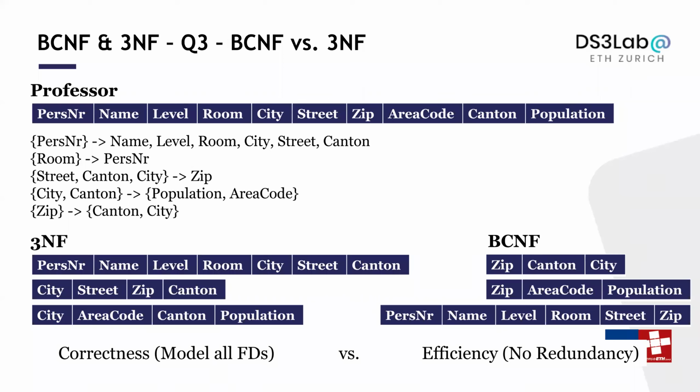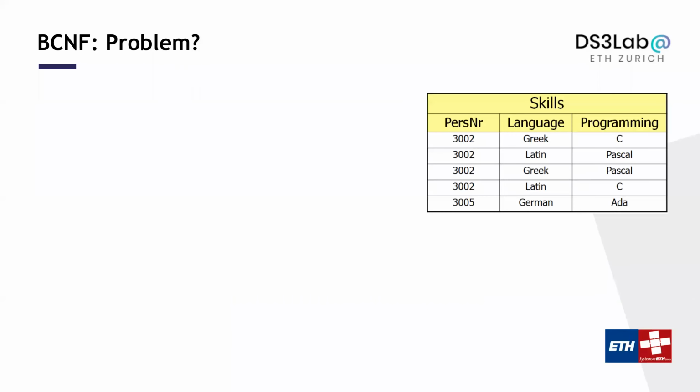Now we talk about BCNF, right? So that is the strongest normal form that we have been seeing so far. Now let's continue our exercise to understand, is there any problem for BCNF? Do we need to make that even stronger?